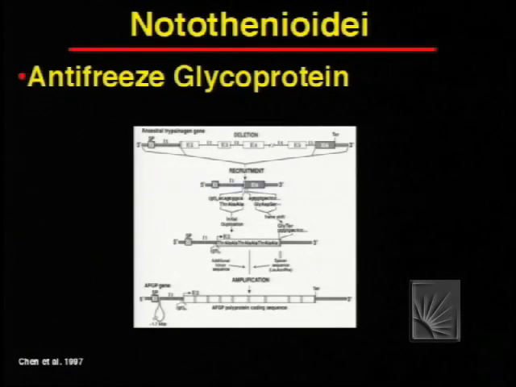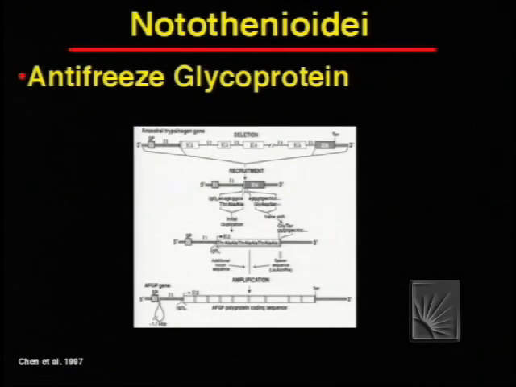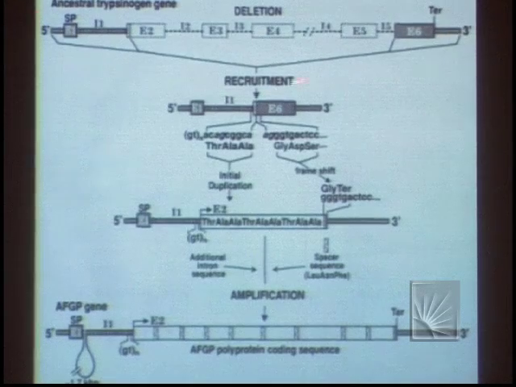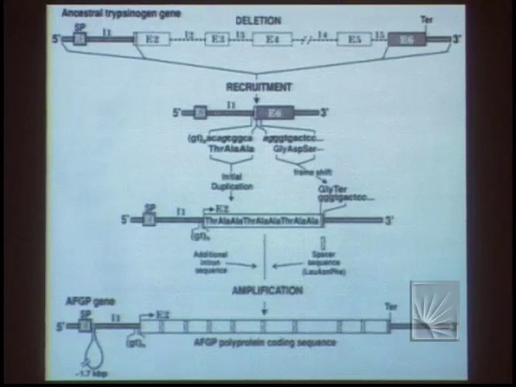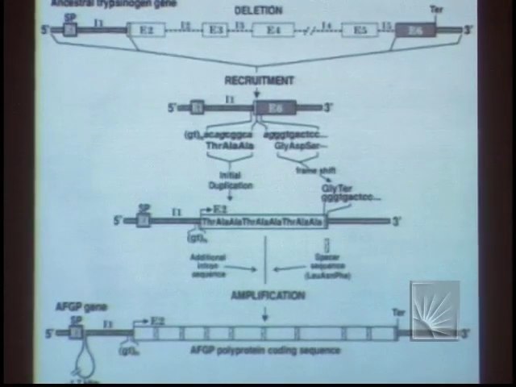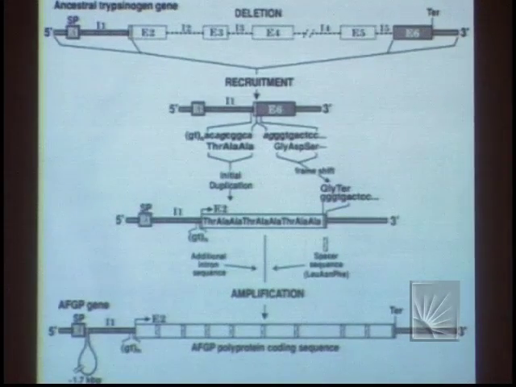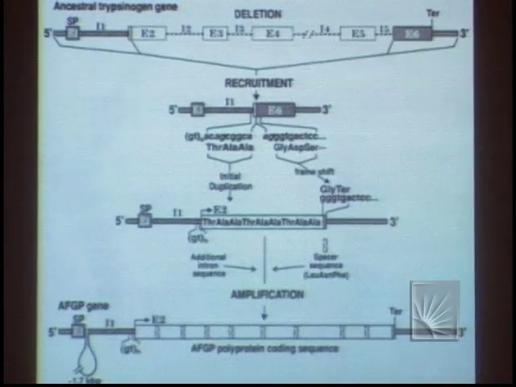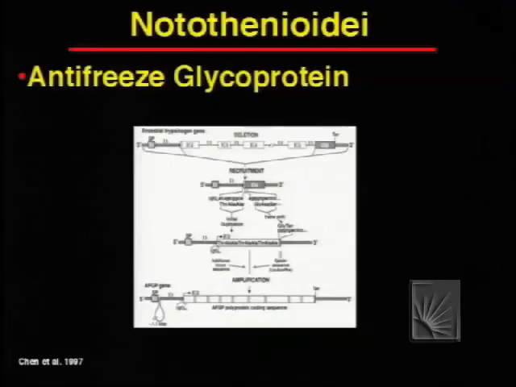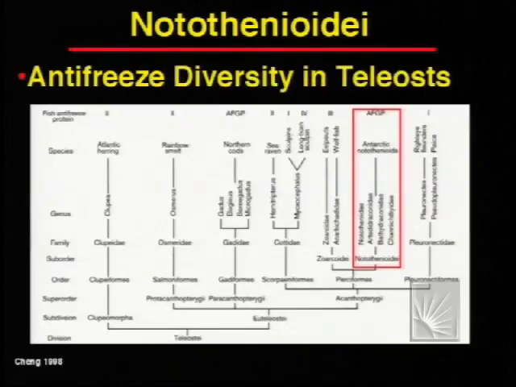And what Art's wife, Christine Cheng, has shown is that the antifreeze glycoprotein actually evolved from a trypsinogen-like gene. And this is fast becoming a classic story in molecular evolution where the trypsinogen-like gene was modified and it made this antifreeze glycoprotein, and then gene copies of this antifreeze glycoprotein have diversified within these Notothenioids. It's not a single copy gene.